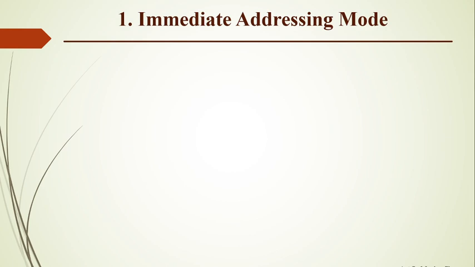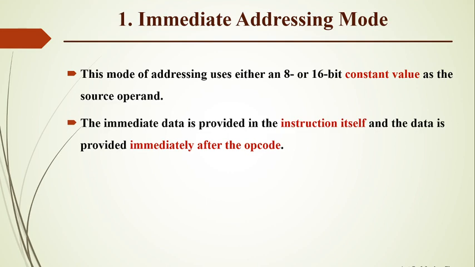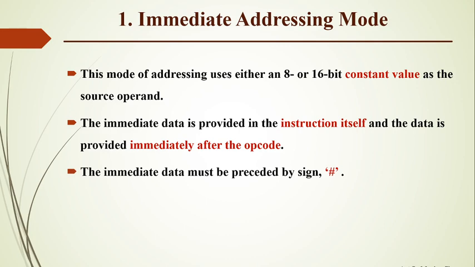First is immediate addressing mode. This mode of addressing uses either an 8 or a 16-bit constant value as the source operand, and the immediate data is provided in the instruction itself, immediately after the opcode. Whatever value we want to move or use in an operation is available within the instruction, following the opcode. This immediate data must be preceded by the sign hash.